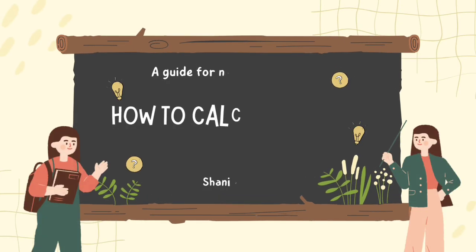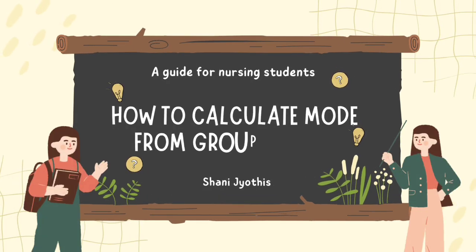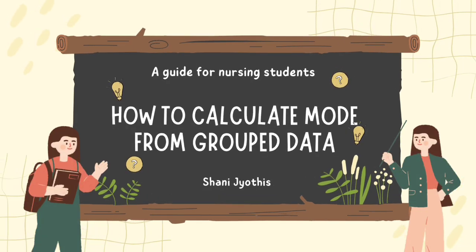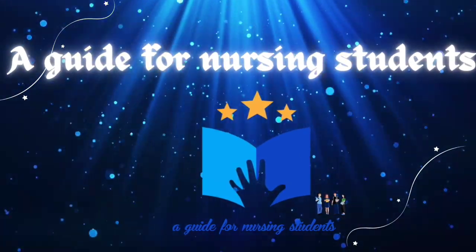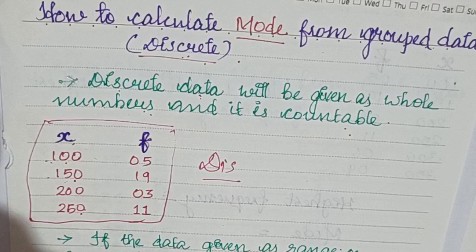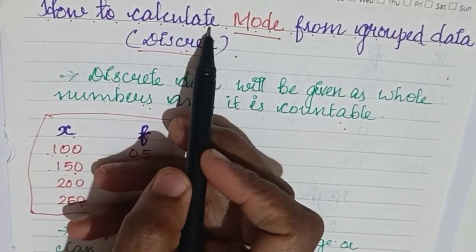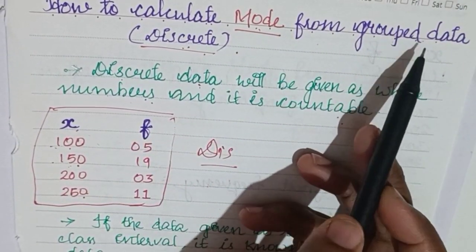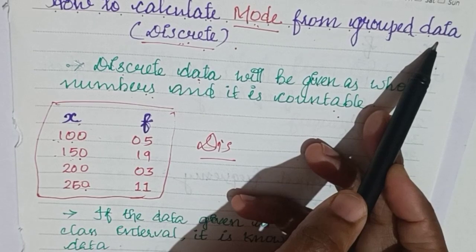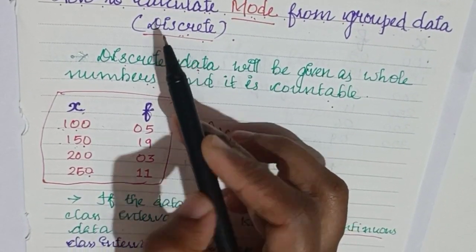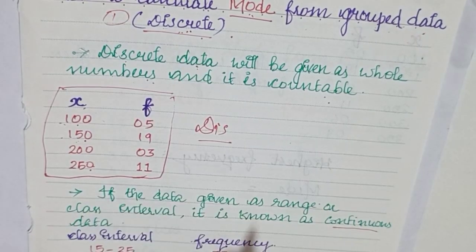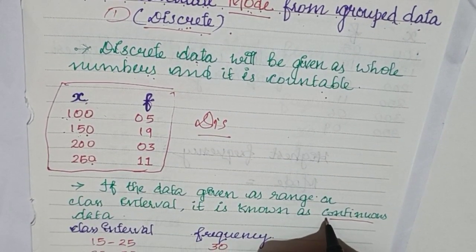Hello everyone, in this video let's discuss how to calculate mode from group data. First we will see how to calculate mode from grouped discrete data. So in group data there are two types of data. That is, first one is discrete data and the second one is continuous data.